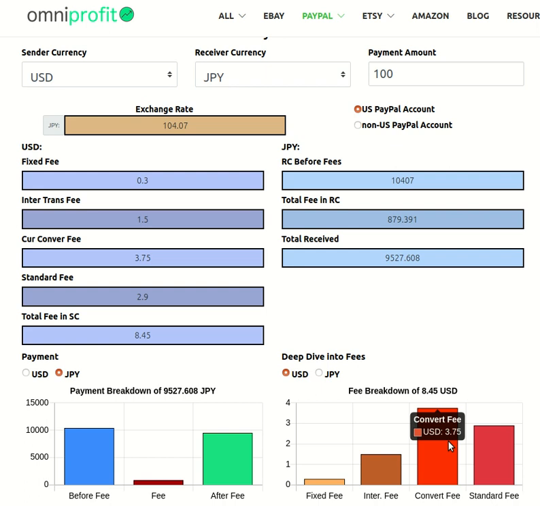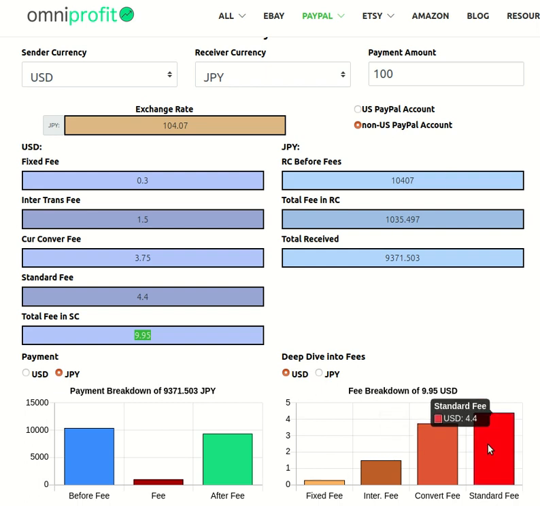Now, just to show how everything works, let me make it a non-US PayPal account. And so you're going to see two things change, and then other things change because of it. This value is going to become 4.4. This is now $9.95, which means all these values change, and then the graph changes as well. And so now our largest fee is the standard fee. And that's because I'm now sending money from a non-US PayPal account.